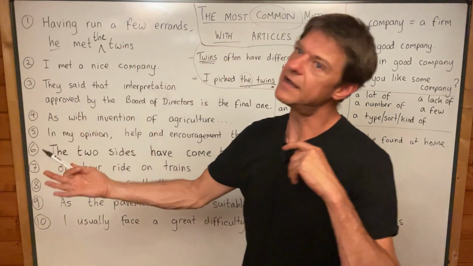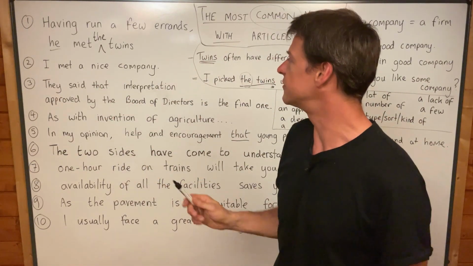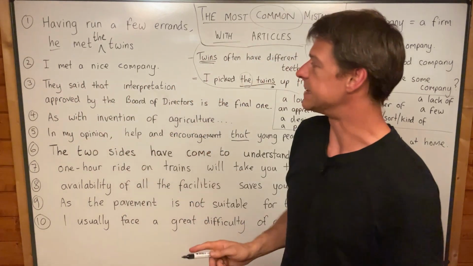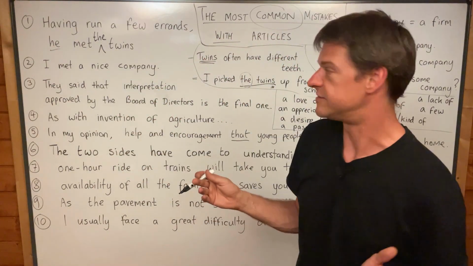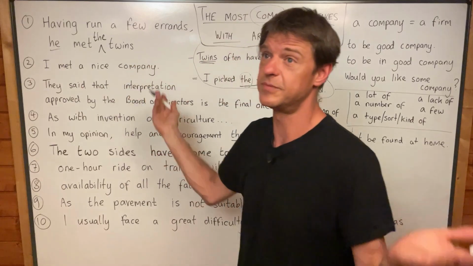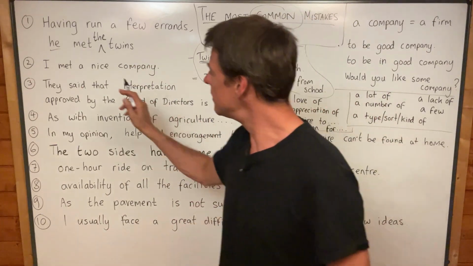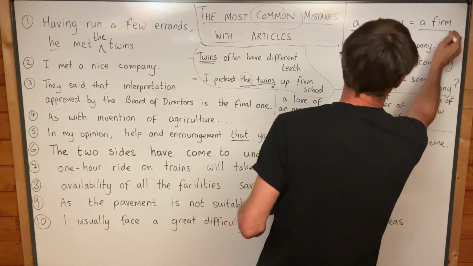Number 2, I've done in another video, and I wanted to do it in this one as well on articles, just because it's a very common mistake. I met a nice company. Now, the student meant a nice group of friends. And that's the only way we can really say that: I met a nice group of friends. I found a nice group of friends. We can't say a nice company because a company is a firm, always.